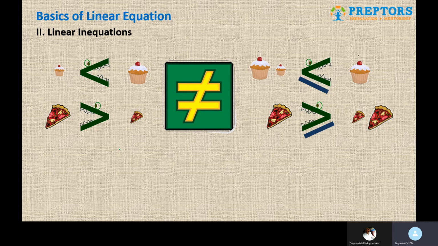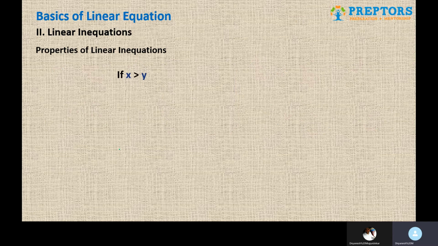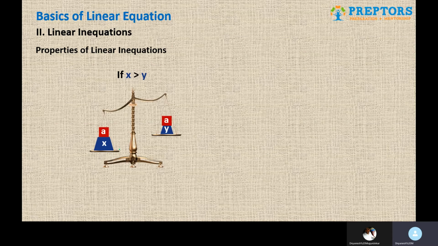So let's look at the rules which are involved with that. The first rule is, suppose there is an assumption x is a quantity which is greater than y, and add some equal amount to both the sides, to x also and to y also. We add, suppose, a, which is the same on both the sides. What do you think? The inequation sign will change or will not change? Obviously it doesn't require rocket science to understand that the inequation sign will not change, because x plus a will still be greater than y plus a.